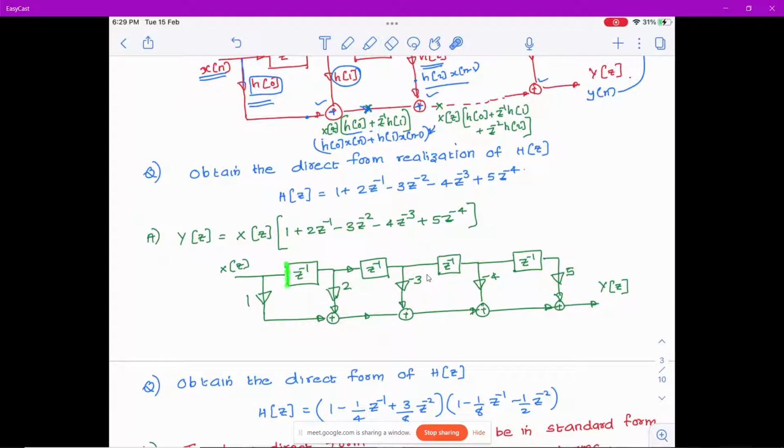So you first draw the delay elements in a single line. ഒരു ലൈനിൽ 4 ഡിലേ എലിമെന്റ് വരയ്ക്കുക. ഈ 2 ഡിലേ എലിമെന്റിന്റെ നടുക്ക് യു പുട്ട് ആൻ ആഡർ.